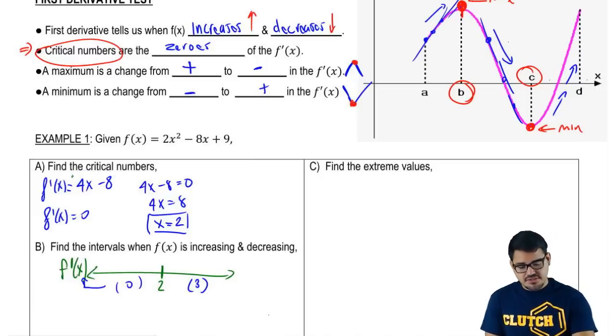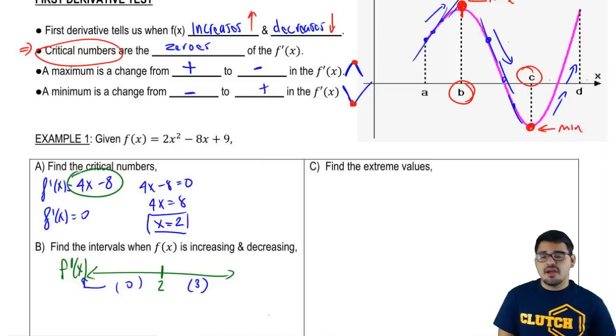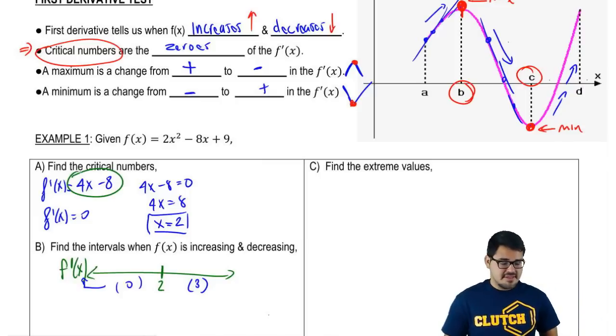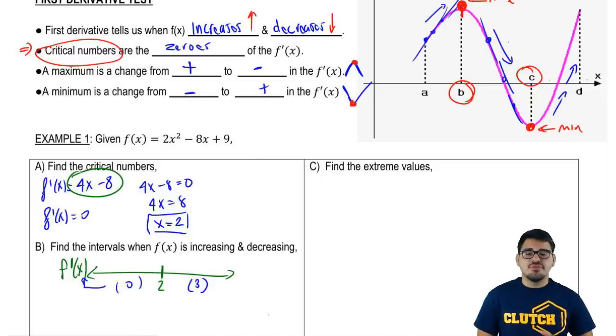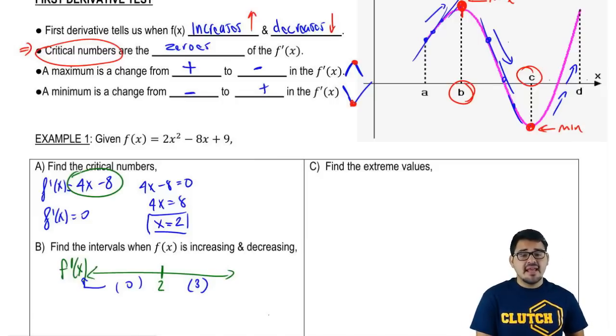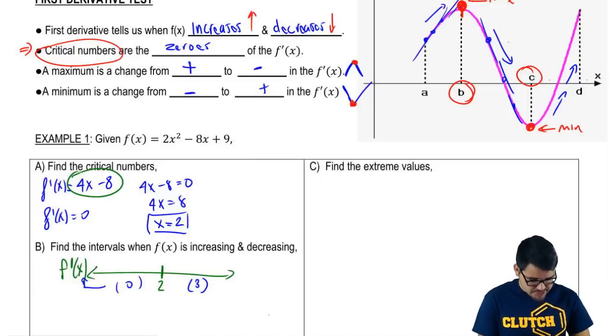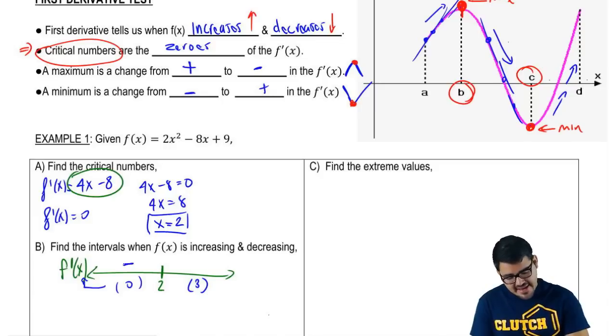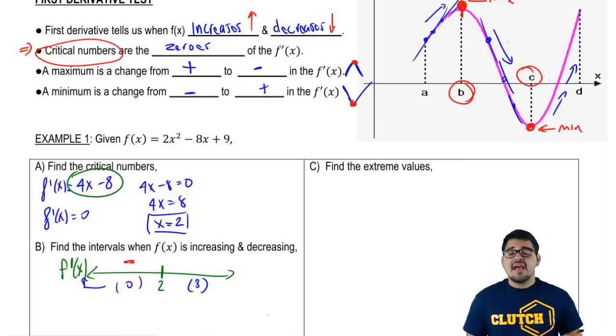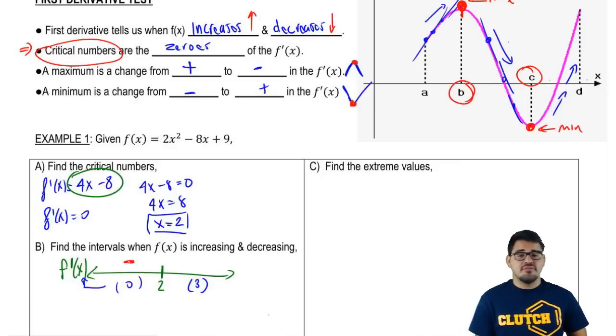Let's change up the colors. So we're plugging into 4x minus 8. By plugging 0 into 4x minus 8, I'm going to get a negative number. I don't care what number I get. I don't care the fact that I get -8. I just care about the fact that I get a negative number and not a positive number. So let's go ahead and put that here in red: I get a negative number if I plug in 0 into my derivative.